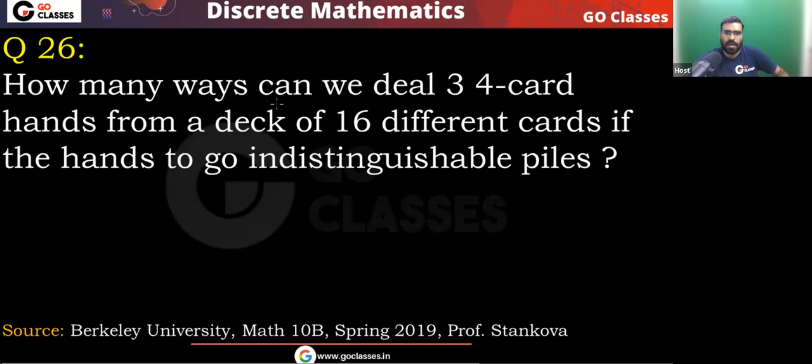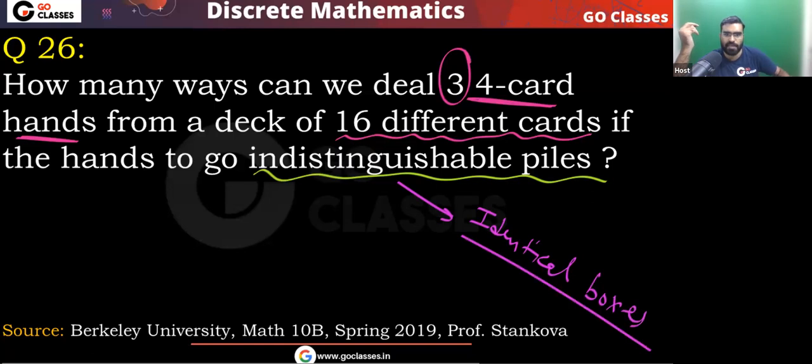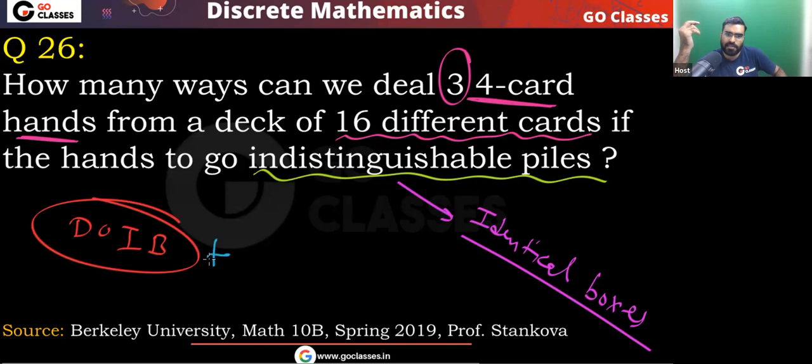What about this question? How many ways can we deal 4-card hands from a deck of 16 different cards if the hands go to indistinguishable piles? Which template is this? Identical piles. These are identical boxes. So this is your DOIB template, right? Agree? Because you have identical boxes. Your boxes are identical.